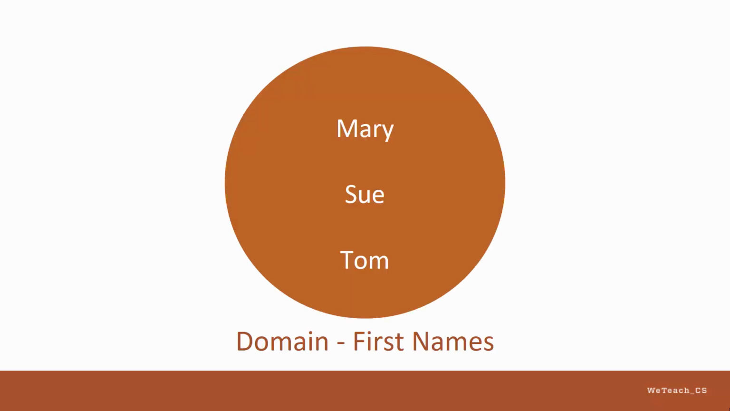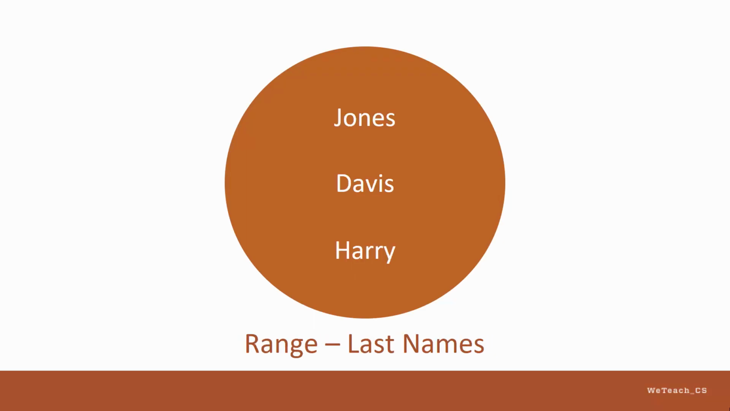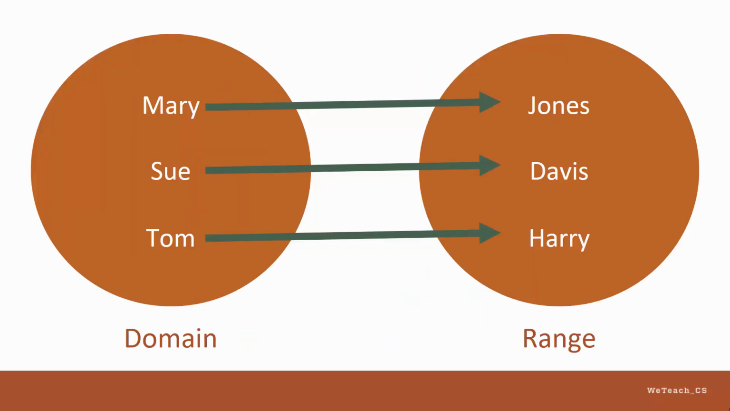Here, the domain set contains a set of first names, and the range contains a set of last names. The function relation shown here shows a one-to-one mapping from the domain set with the first names to the range set with the last names. Each first name is mapped to one and only one last name. This is a very important differentiation between functions and relations.